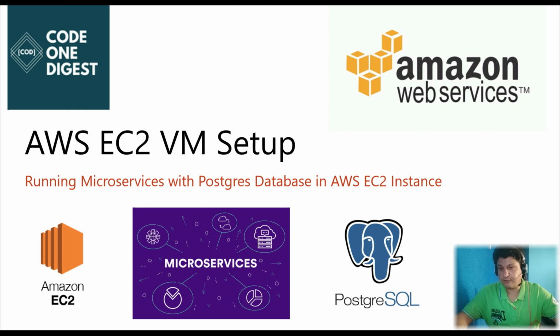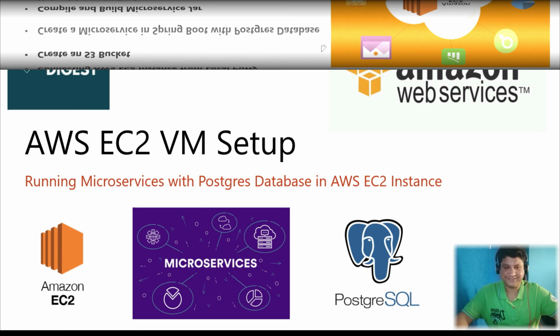I'm sure many of you want to learn how you can run your microservices in an EC2 instance with a database. So I'm going to show you how you can run Spring Boot microservices with Postgres RDBMS in an AWS EC2 instance. Yes, friends. So stay with me till the end of this video. It is going to be very exciting and interesting, and I'll show you step by step how to do this.